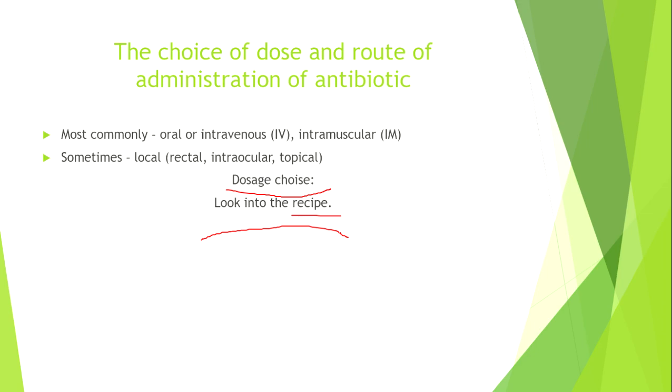So we surgeons, we must think as simply as we can. Look into the recipe all the time when you want to choose a dosage. You shouldn't really remember all dosages of all antibiotics because there are too many. You must know indications, and you must know the dosage of the antibiotics which are used in your specific clinic, because if you don't use these antibiotics, you don't need to know their dosage.